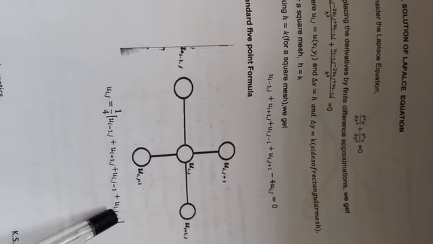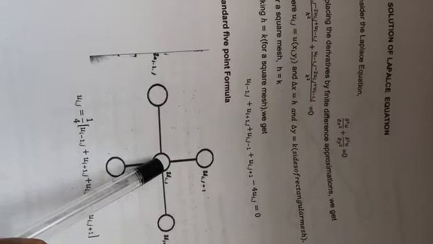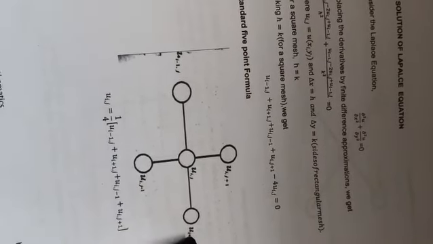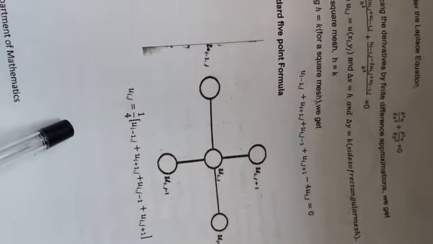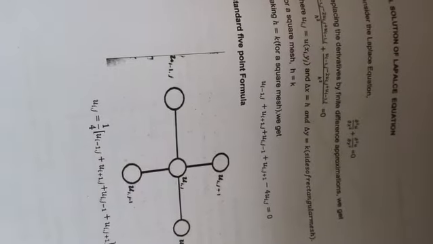The standard 5-point formula is nothing but first fixing the center value, then the left side, right side, top straight, down straight. So using this formula, 1 by 4 into adding these four values, we get the standard 5-point formula.